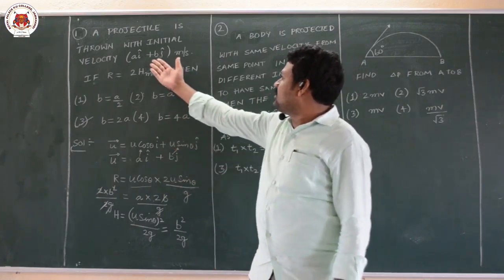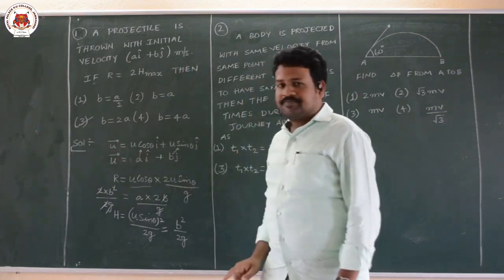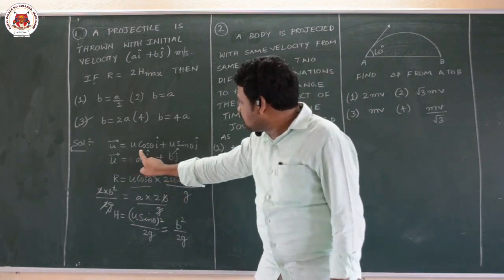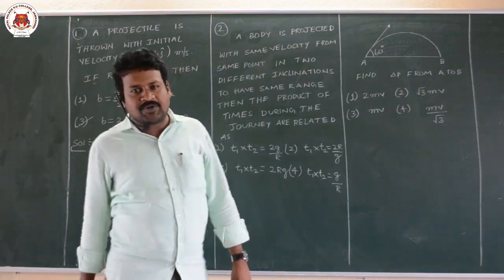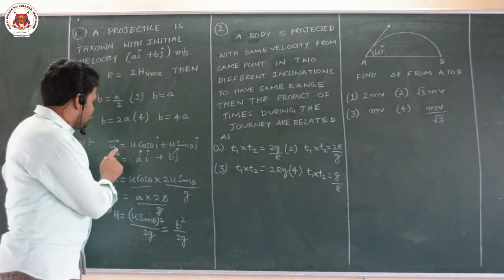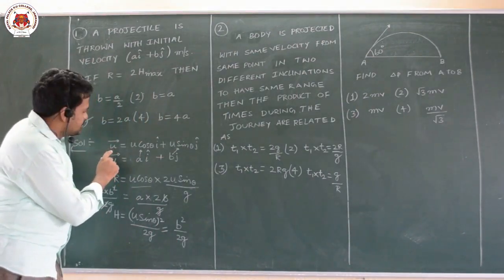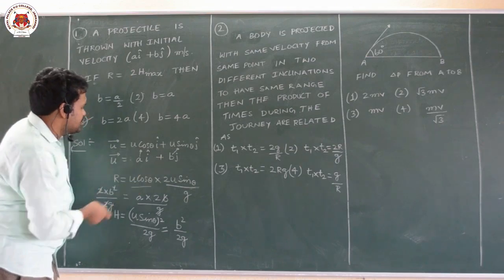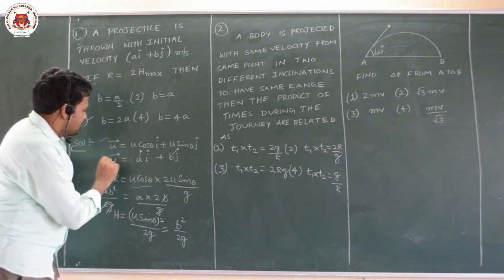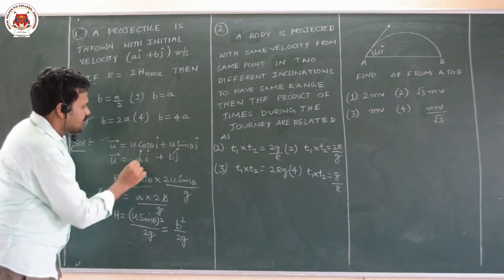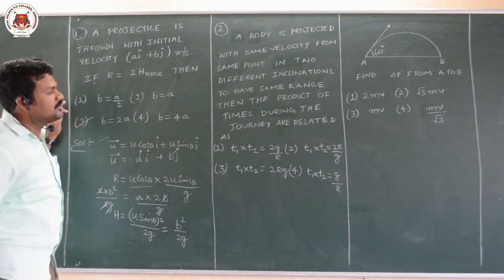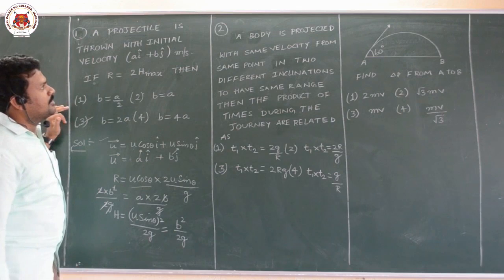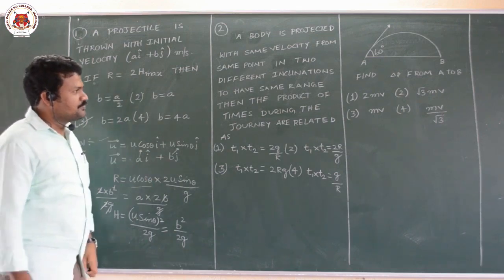Just take the condition of initial velocity. Within 1 minute you can solve this question. If you refer to the formulas, this is what we gave yesterday. This is the initial velocity vector. We are taking u cos theta as a and u sin theta as b. Then within 1 minute you can solve the question. And come to the next question.